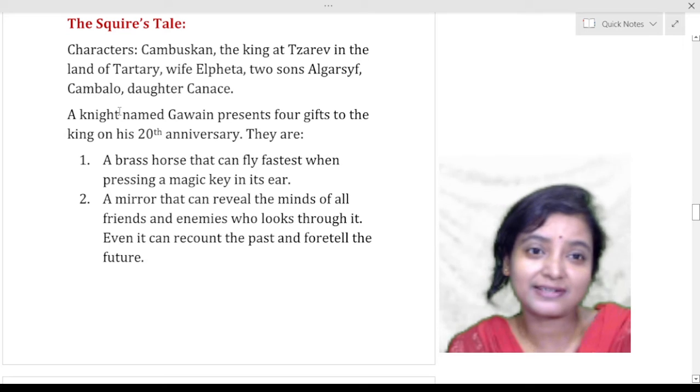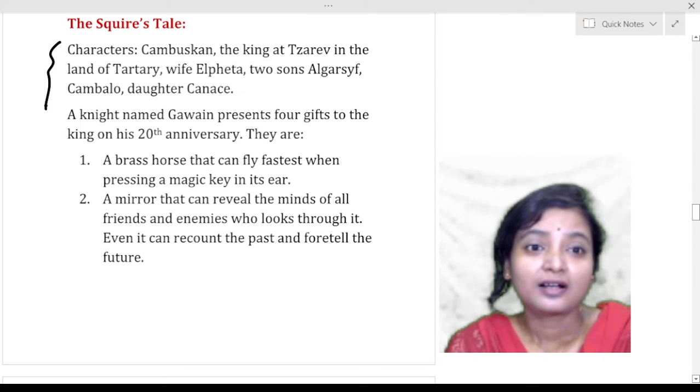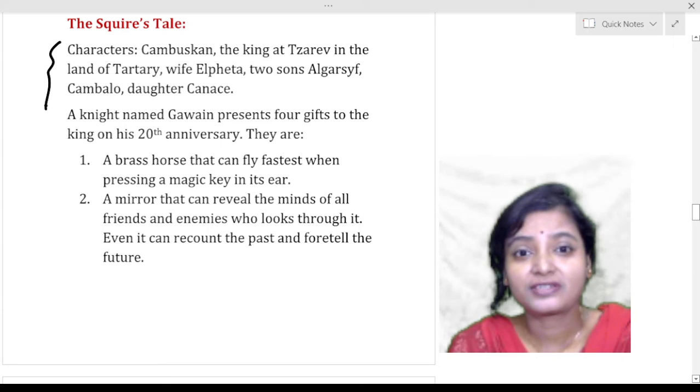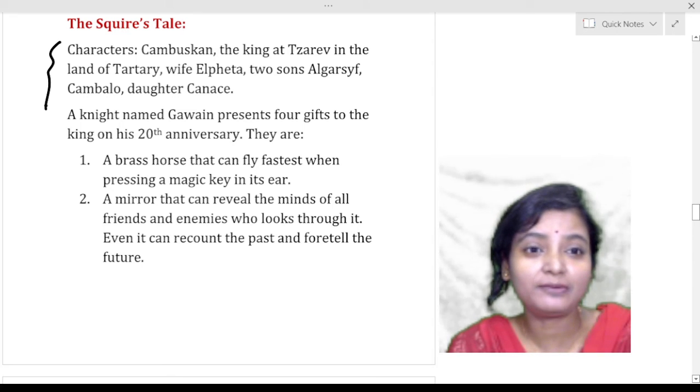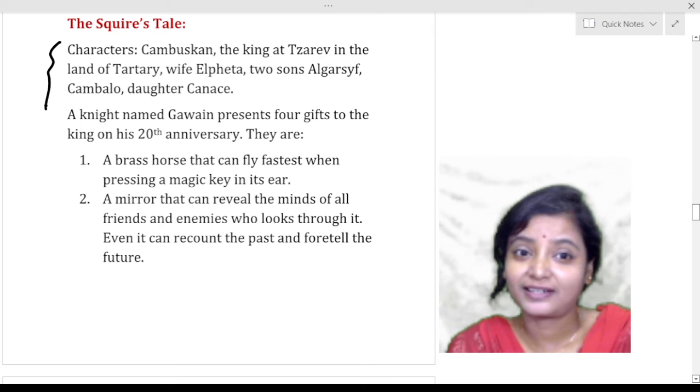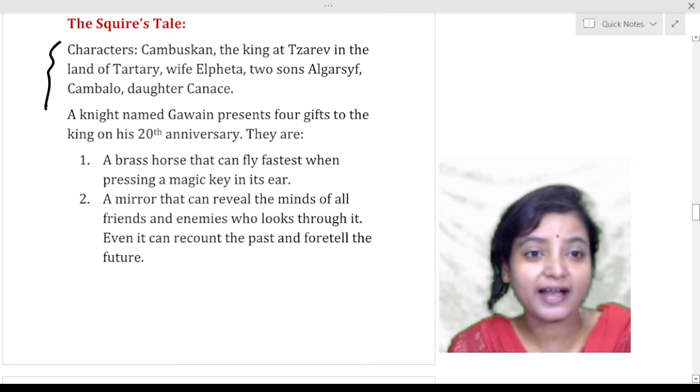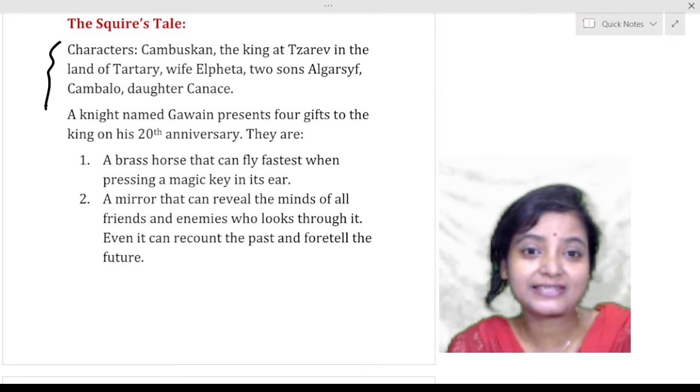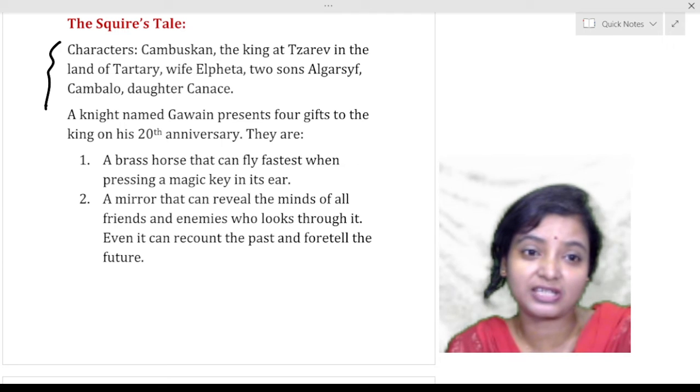The Squire's Tale. Here the characters are Cambuskan, the king of Sarai in the land of Tartary; his wife Elfeta; two sons, Algarsyf and Cambalo; and daughter Canacee. A knight named Gawain presents 4 gifts to the king on his 20th anniversary.